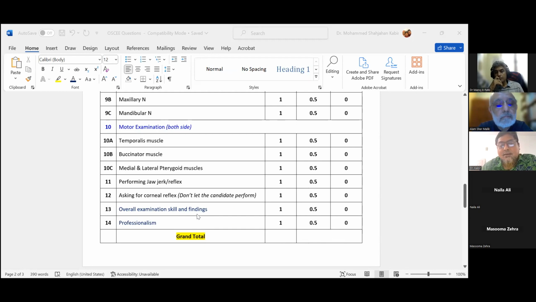I mean, it's a real patient, so technique of the examination as well as their interpretation, whether the findings are okay or not, based on that, and professionalism.